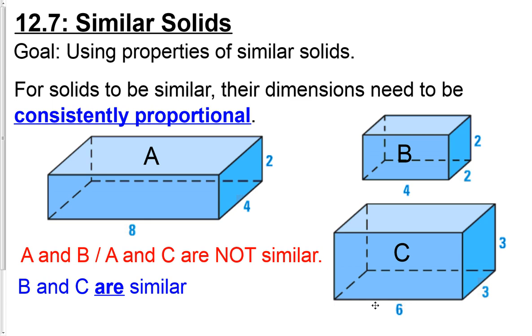Now, how about here? 2, 4, 8 to 3, 3, 6. 2 to 3, 4 to 3. That doesn't work, right? 2 to 3, this one would have to be 4 to 6, and it's not. 8 to 6 is also not. So then lastly, we're comparing B and C. 2 to 2 to 4, 3 to 3, so 2 to 3, 2 to 3, 4 to 6. All proportional, therefore it is similar. So A and B and A and C are not similar. However, B and C are similar.